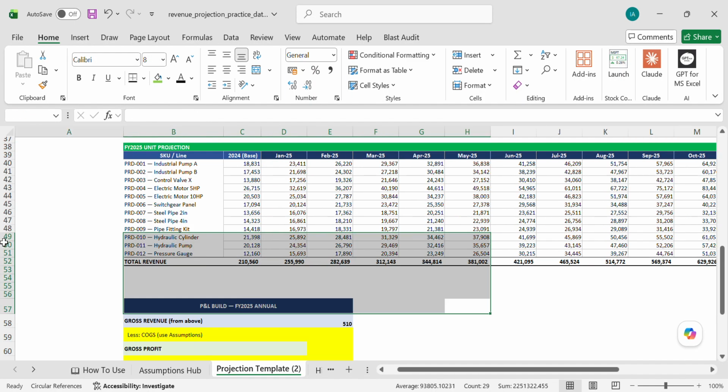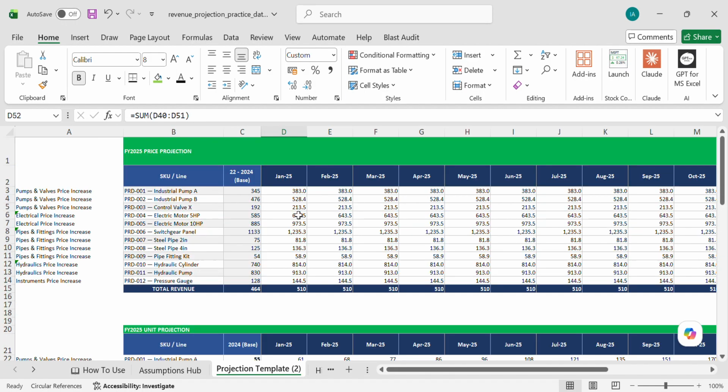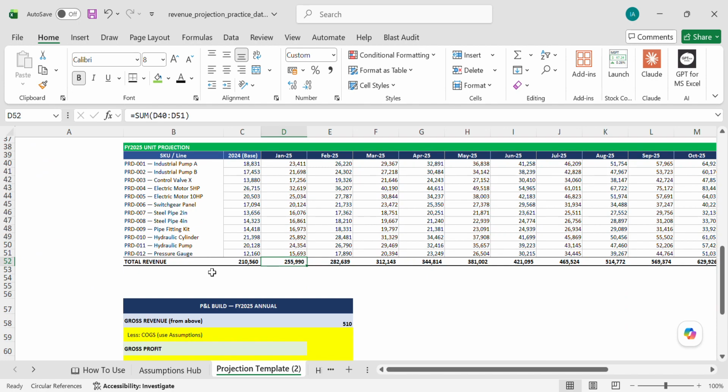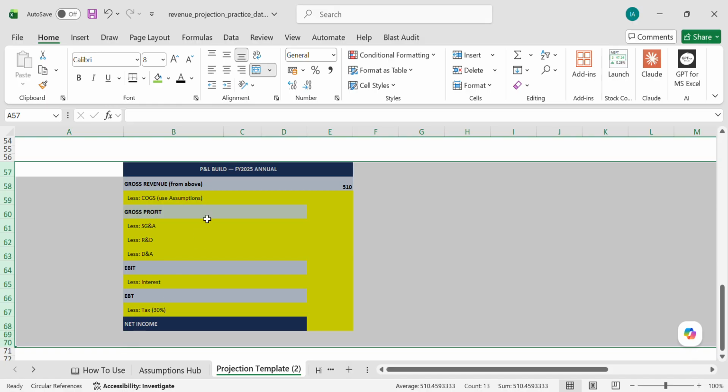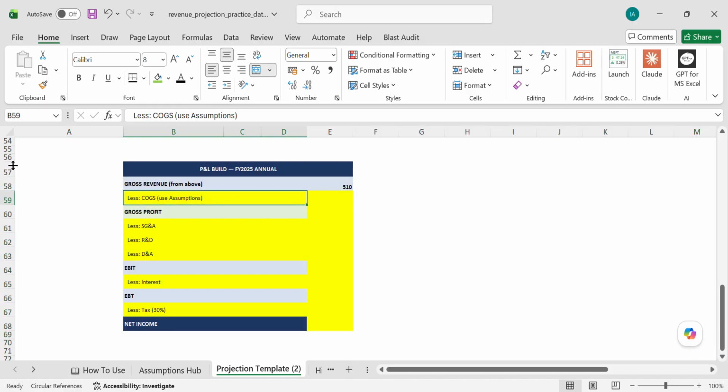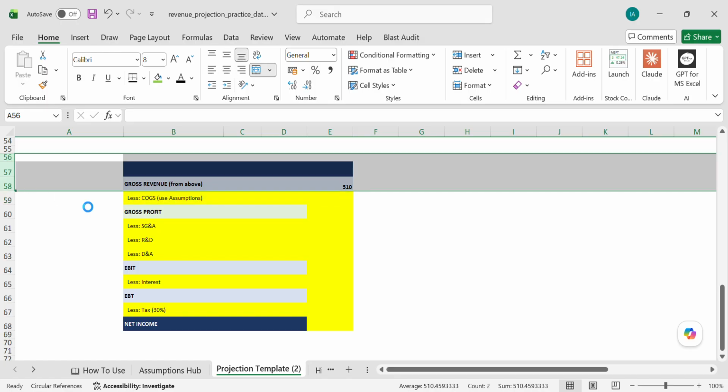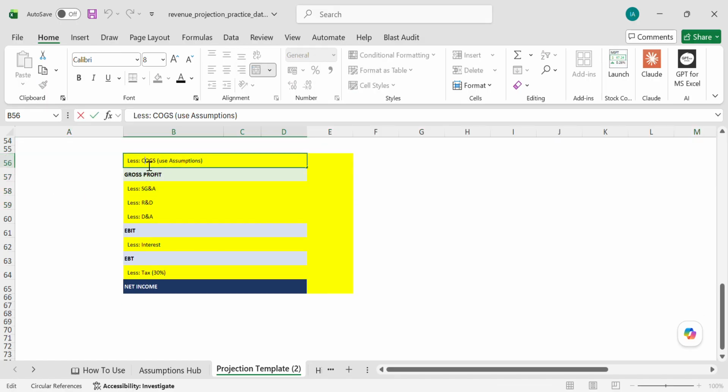So now that we have our revenue, the next thing we're going to do is you can see the breakdown in detail. Now we can use, let's do our COGS. Our COGS here is less COGS, use assumption. So let's do something.